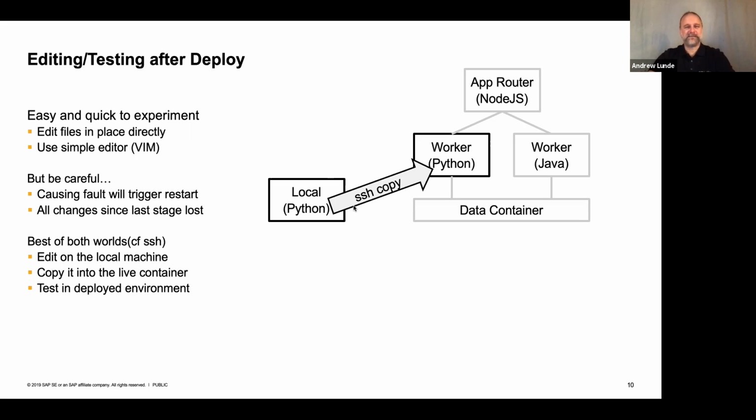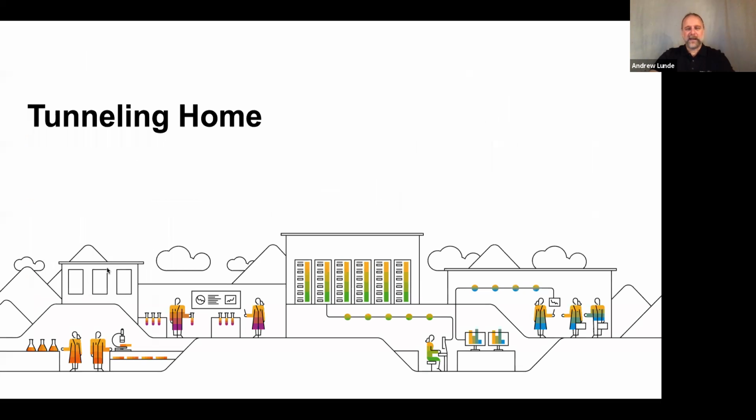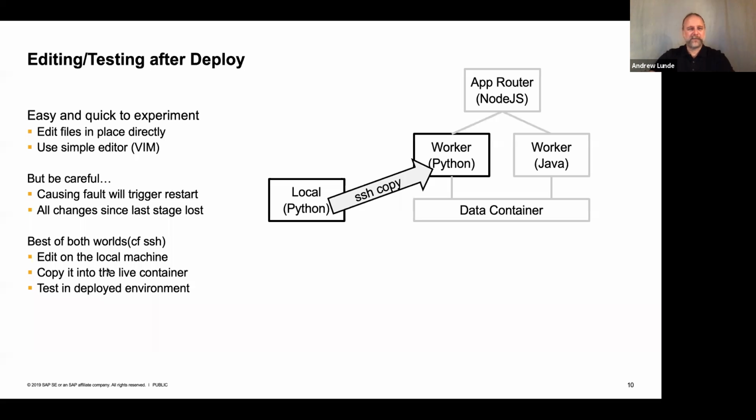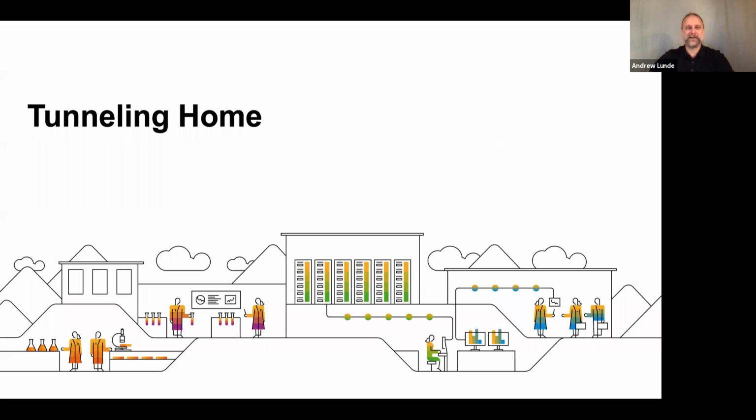So kind of just rerun that command every time you make a change, and then you can test just as quickly. And then, if you do something that totally messes it up, you haven't lost all your changes. This could be a good way to discover what's necessary that only works in the deployed environment. All right. So last but not least, tunneling home.